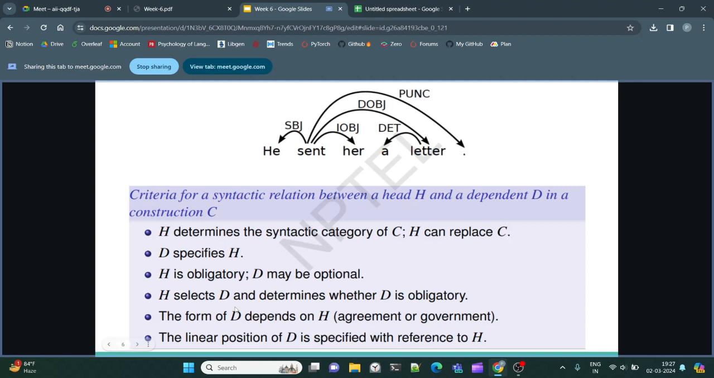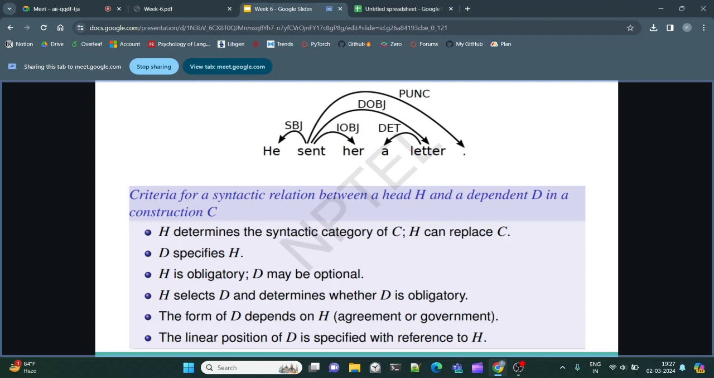Okay. So, for example, let's change the sentence a little bit. Let's say that instead of "he sent her a letter", or just a second.